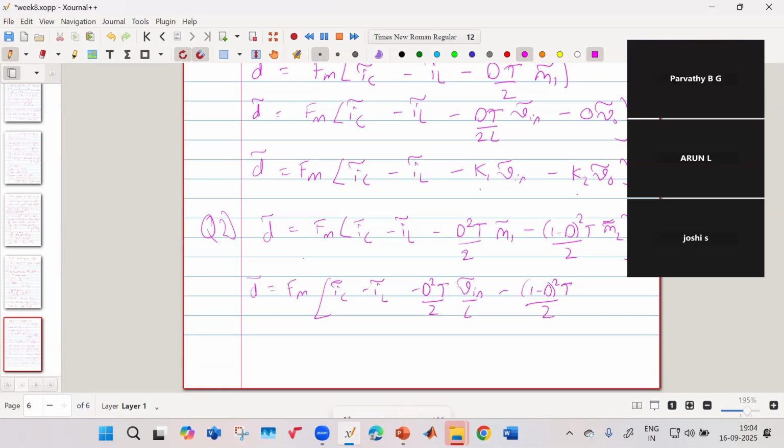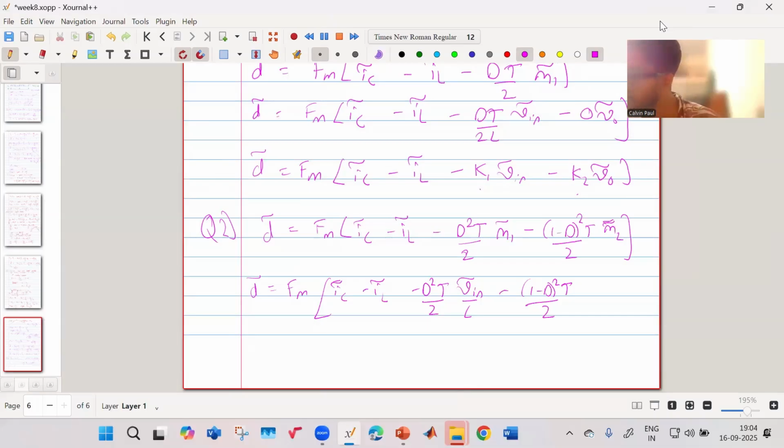Have you forgotten so fast? What will be your M2 perturb? V0 tilde minus V in V0 tilde by L, minus... Okay, correct. So it is V0 perturb minus V in perturb by L, right? That's why your D perturb is equal to your Fm into Ic perturb minus Il perturb minus, let us say, V in perturb over here.